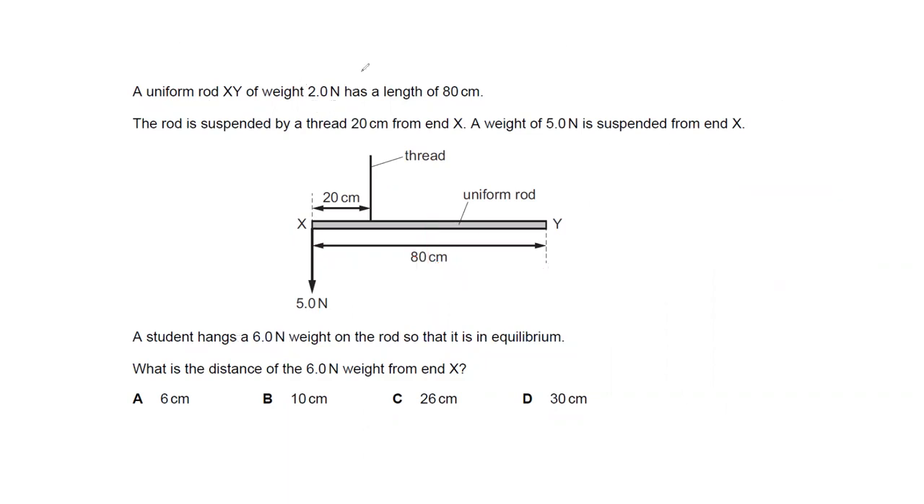So basically, what are the forces here? The weight of the beam is acting downward, which is 2 Newton. So we also attach another load of 6 Newton, and the distance between the pivot, the thread, and the load is x. X means we don't know. So when we attach a 6 Newton load, it will be balanced or in equilibrium. So it means the anti-clockwise moment balances with the clockwise moment.